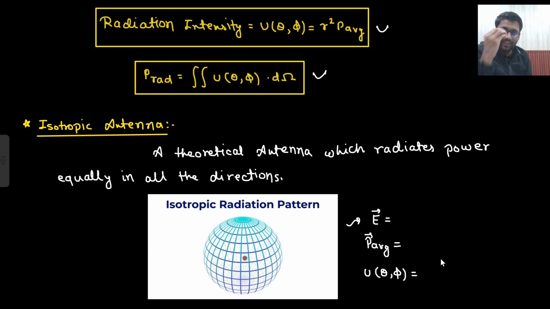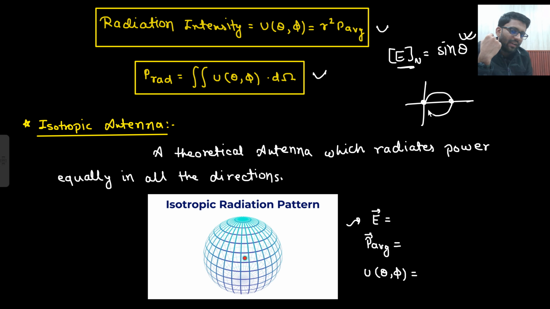No, because if the electric field is a function of theta and phi, that means at different angles it will give different radiation. What I mean to say is that the normalized value of electric field for your Hertzian dipole was sin theta. That means your electric field was a function of theta, no? That's why we said that at 0 degree you have 0 radiation, at 90 degree you have maximum, and then again at 180 degree you have 0 radiation. So if it was a function of theta or phi, it will have different radiation at different theta and phi. But here what isotropic antenna is saying is that it will give radiation equally in all direction. That means it can never be a function of theta and phi.